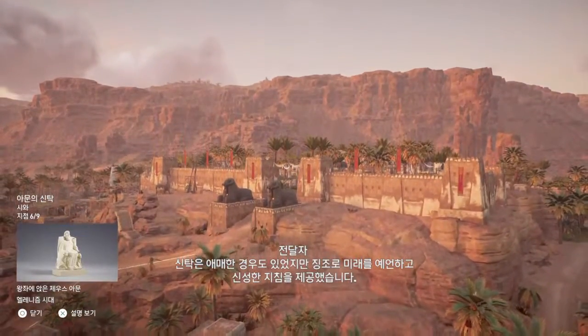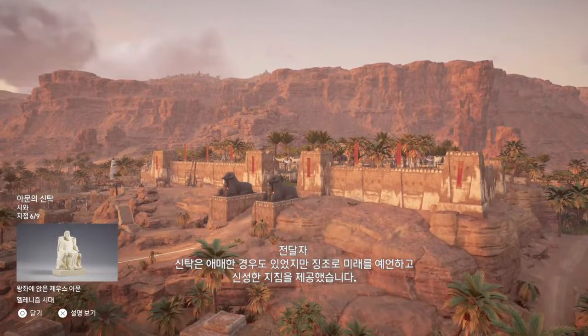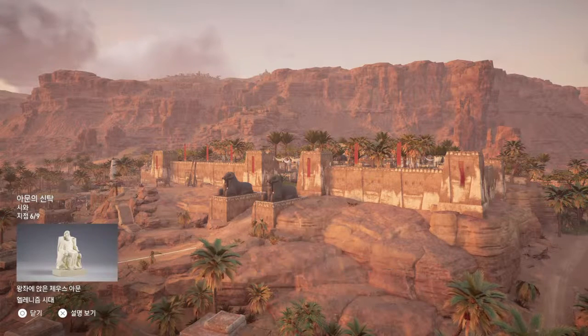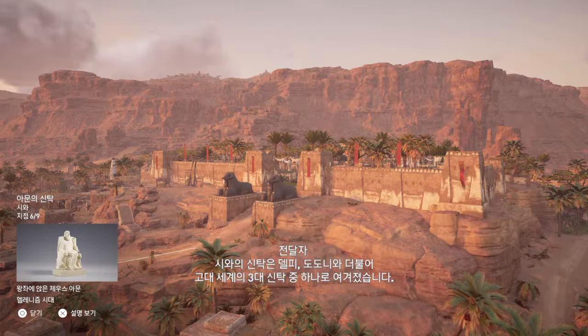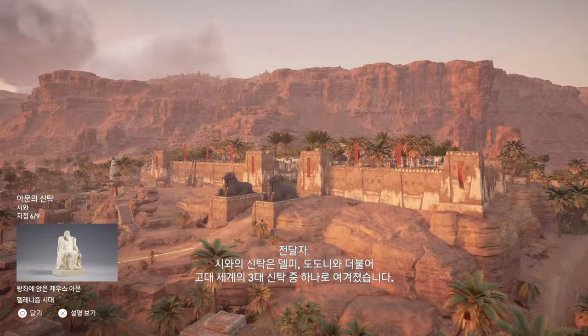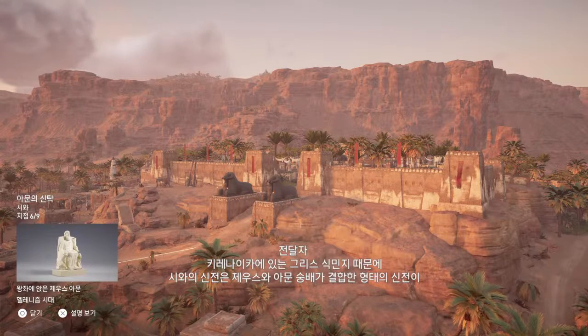Oracles predicted the future, delivered omens that could be more or less obscure, and offered divine guidance. The Siwan Oracle was considered one of the 3 greatest of the ancient world, alongside the oracles of Delphi and Dodoni. Because of the Greek colonies in Cyrenaica, the temple associated Zeus with the worship of Ammon.